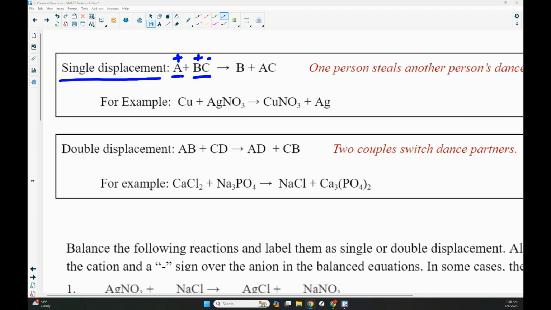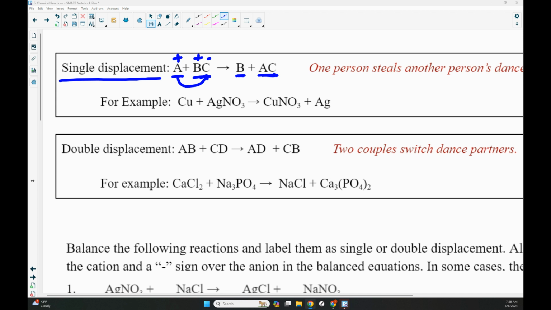Okay, so again, basically what we have is A pairing up with C on the other side, and B gets left out in the cold here. So we have the switching of dance partners. Another way to look at it is that A steals B's dance partner.